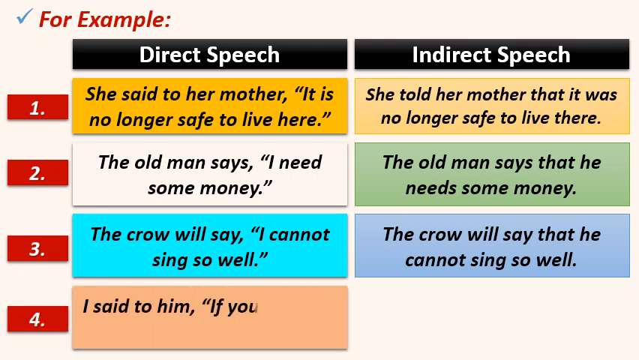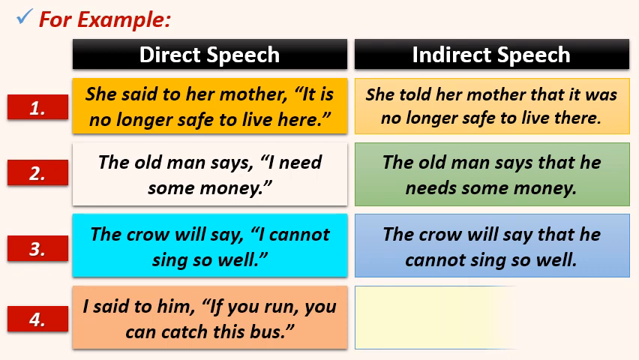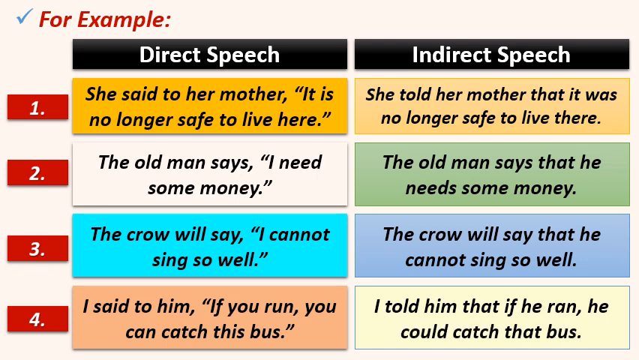Sentence number 4 is: I said to him, "If you run, you can catch this bus." So when we convert the same sentence into indirect speech, the sentence will be: I told him that if he ran, he could catch that bus.